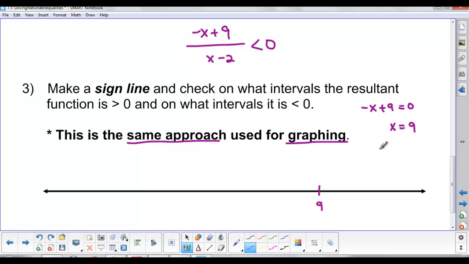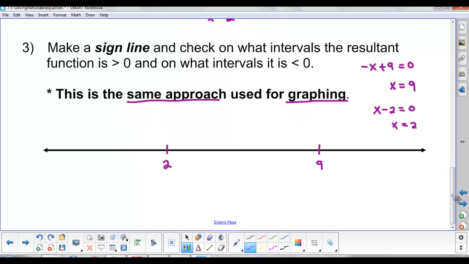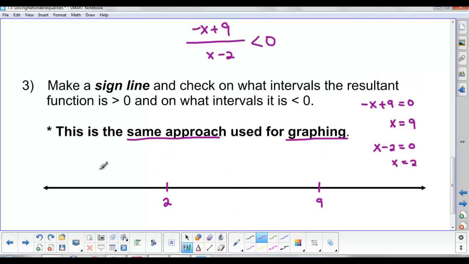Now, when does our denominator equal 0? That's important because that's when we end up with vertical asymptotes. So when x equals 2, we end up with a vertical asymptote. Those are the things that go on our sign line. And so now we have 3 intervals to check as to when our graph is above or below 0. So we'll do some test values.